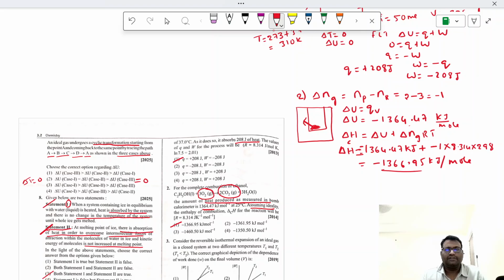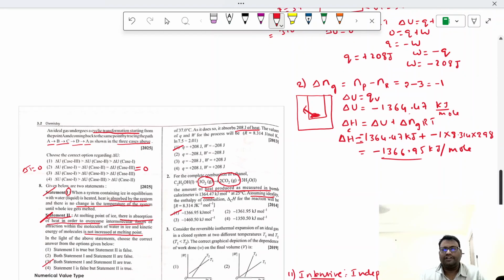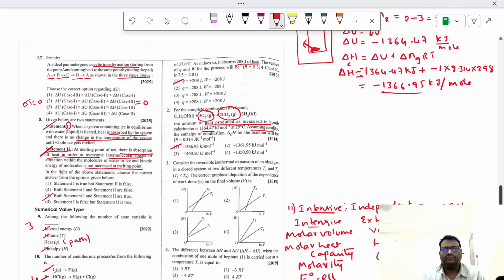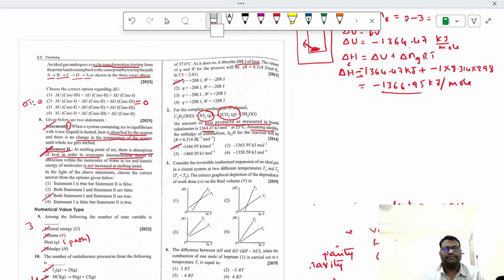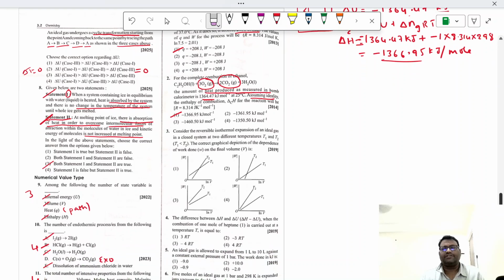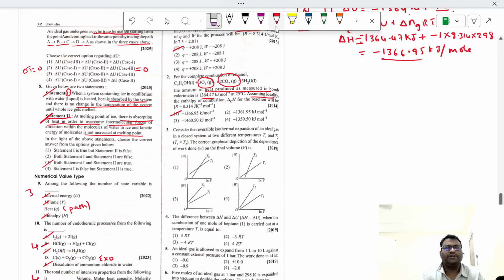Let us go with question number 3. So what is question number 3? Let us see that. In question number 3, a graph is given at two different temperatures. Okay, question number 3.